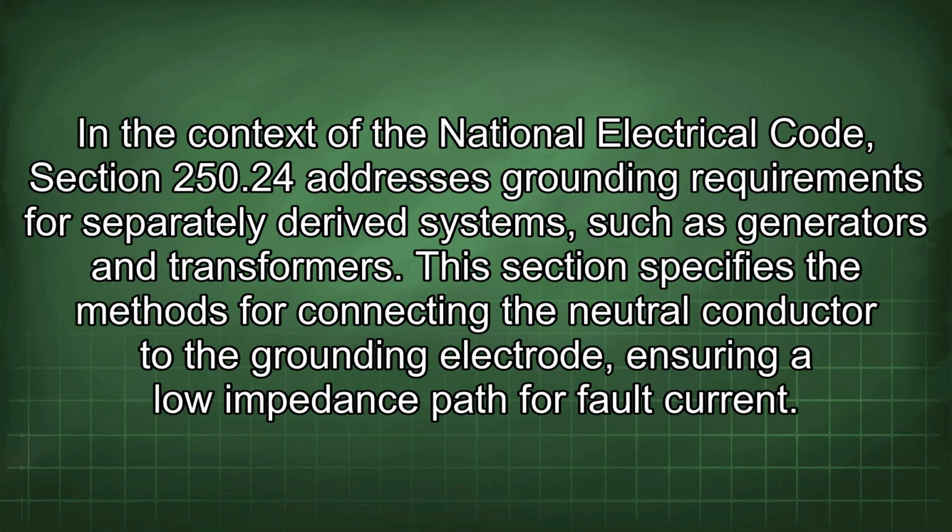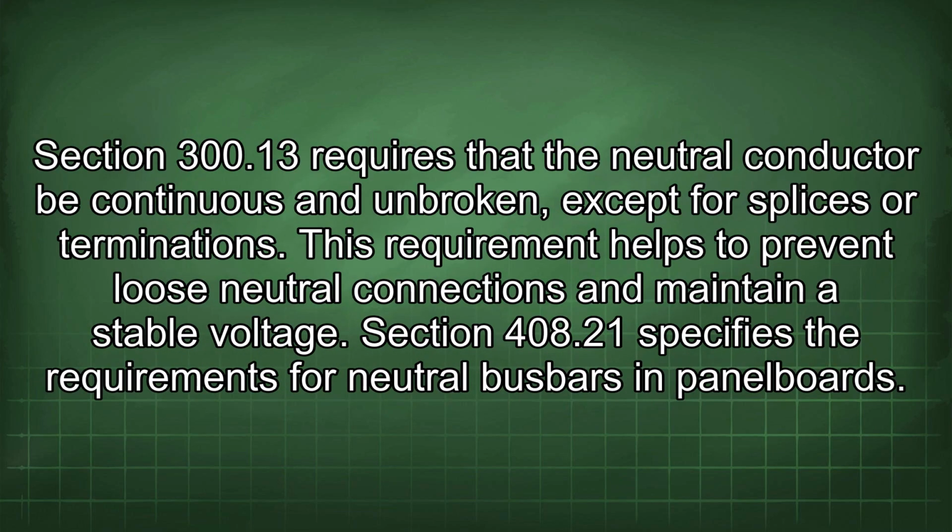In the context of the National Electrical Code, Section 250.24 addresses grounding requirements for separately derived systems such as generators and transformers. This section specifies the methods for connecting the neutral conductor to the grounding electrode, ensuring a low impedance path for fault current. Section 300.13 requires that the neutral conductor be continuous and unbroken, except for splices or terminations. This requirement helps to prevent loose neutral connections and maintain a stable voltage.